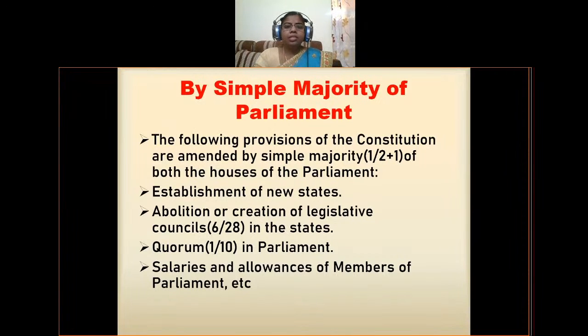Okay, so next, salaries and allowances of members of parliament. So salaries and allowances of MPs can also be changed. They can also be amended through simple majority of both the houses of the parliament.